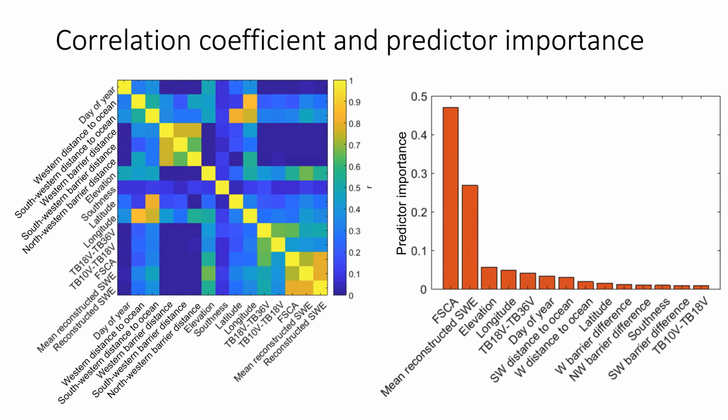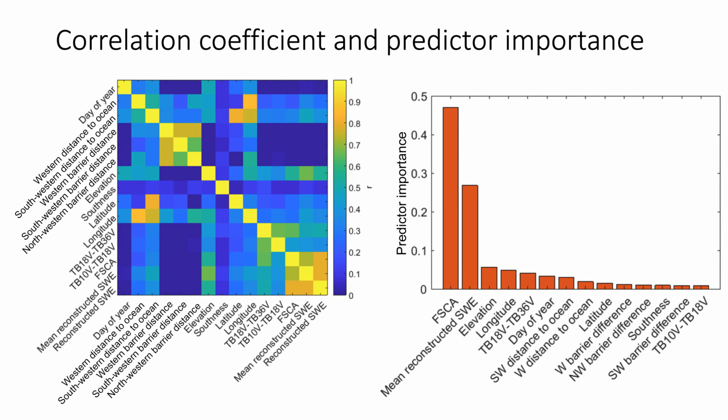We also looked into how related our predictors were. Here, yellow indicates there is high correlation. The yellow diagonal is when one variable is compared to itself. Some of the variables, like latitude and longitude, were correlated with distance to barrier and ocean. Fractional snow cover was also correlated with reconstructed SWE because we used the fractional snow cover in the reconstruction model. Generally, you don't want correlated variables because it makes it harder to understand which ones are the important predictors. However, correlation between predictor variables does not affect the accuracy of the model.